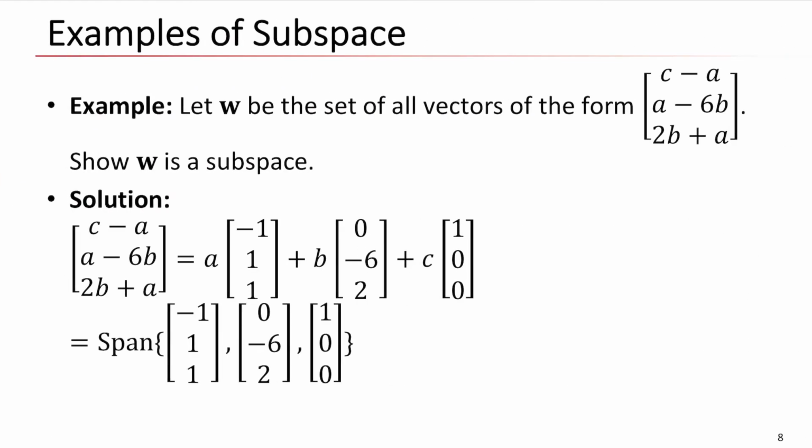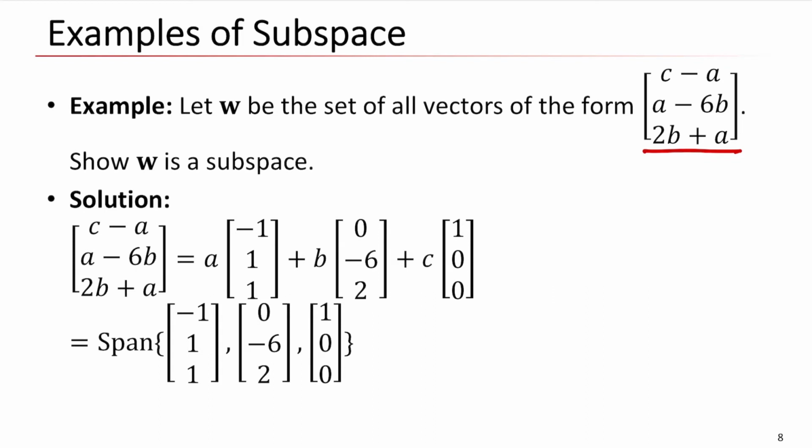Here is an example. Let W be the set of all possible vectors of this form. Then show that W is a subspace.